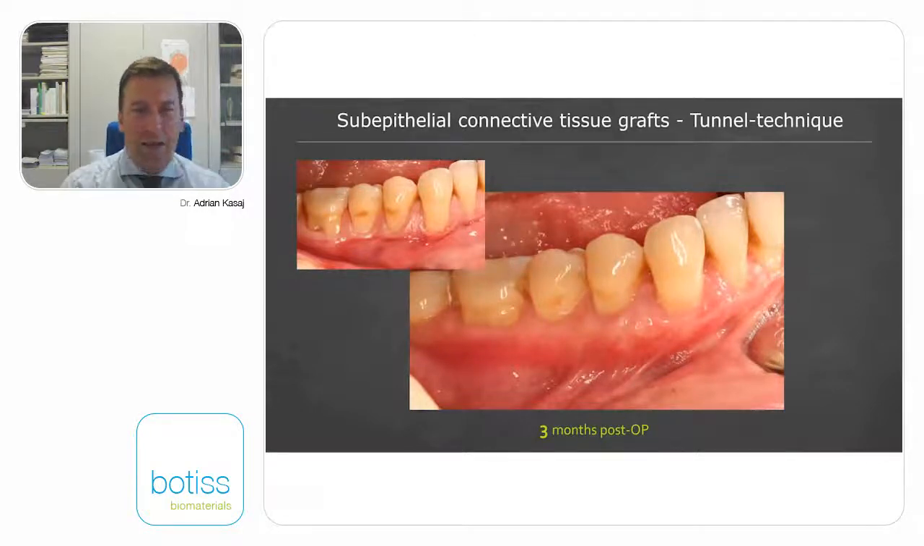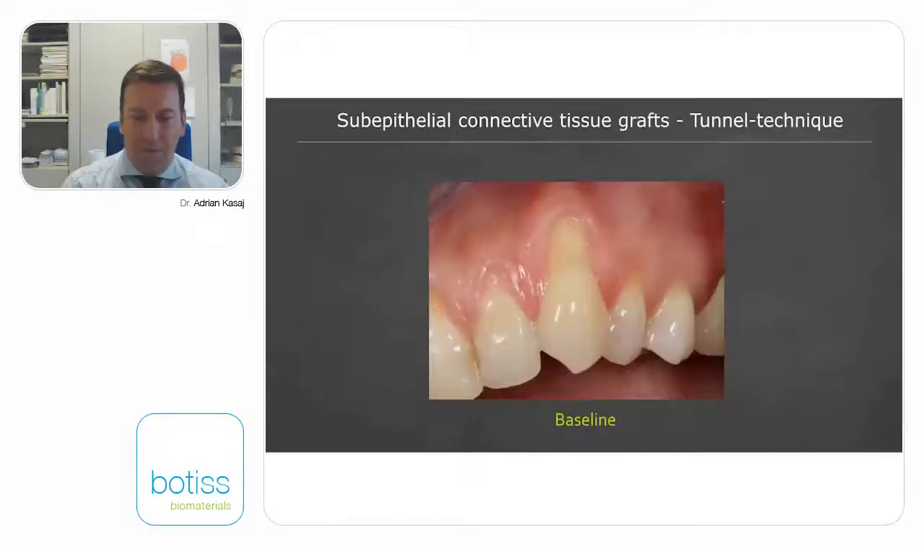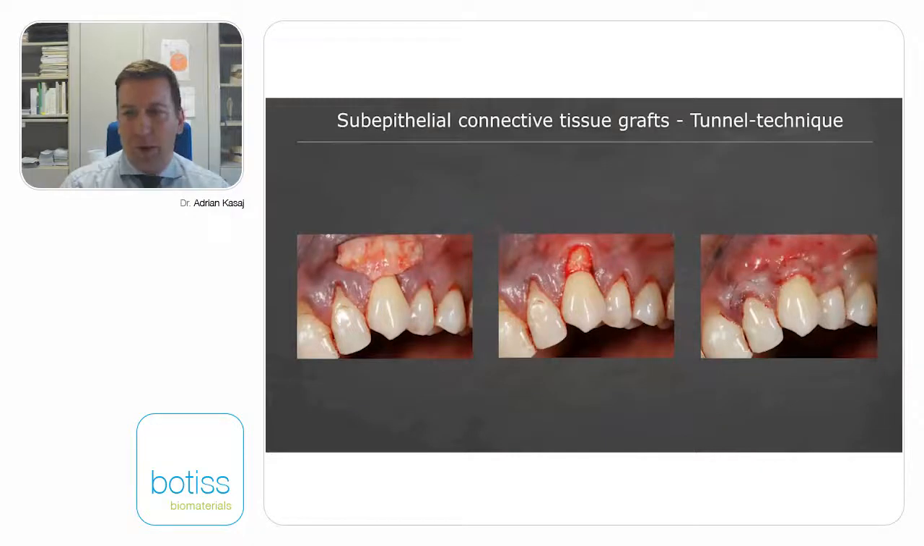And again, we have a nice amount of root coverage, thickening of the marginal functional tissue, and also some gain of keratinized tissue. And so this is actually where we are now, the modified tunnel in conjunction with the subepithelial connective tissue graft. And we know the benefits of the connective tissue regarding vascularity and survivability.